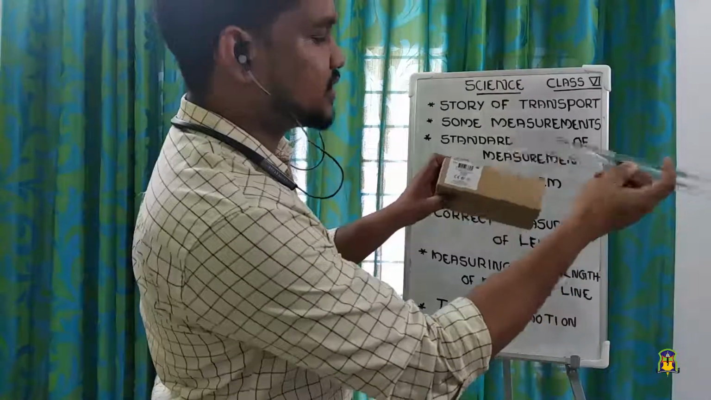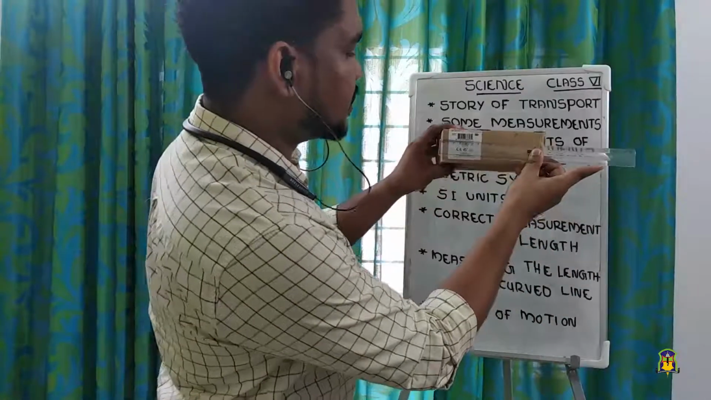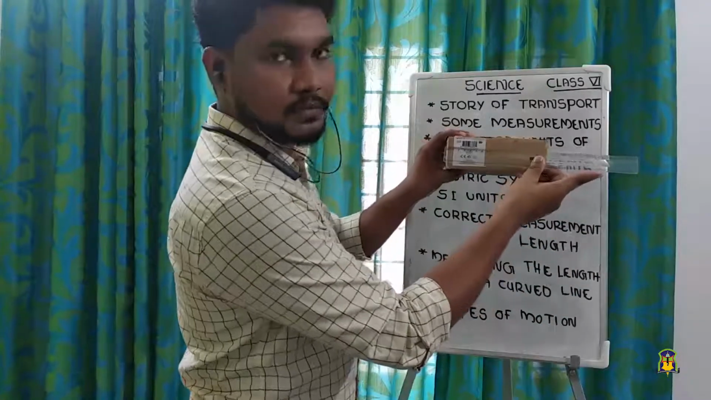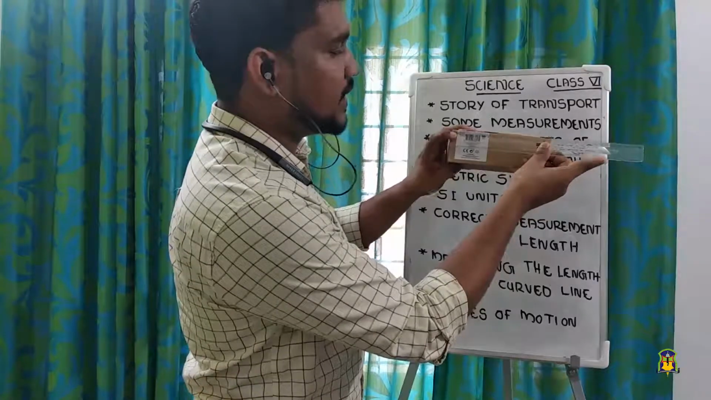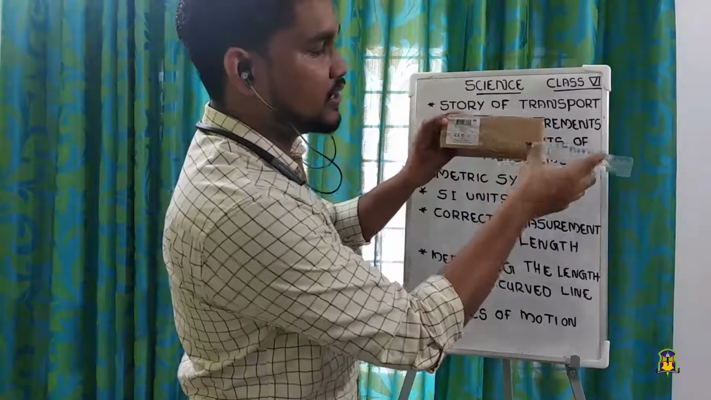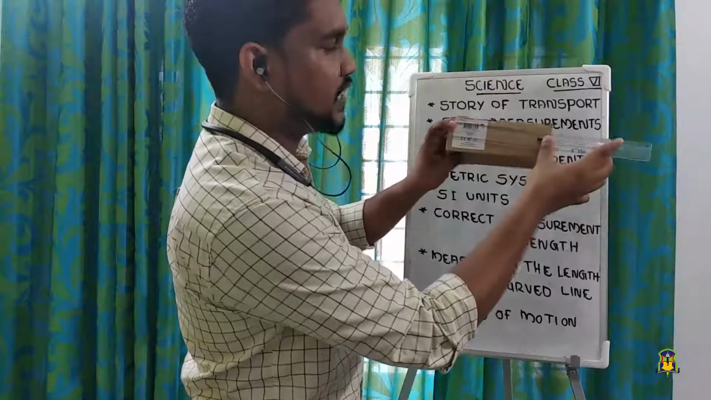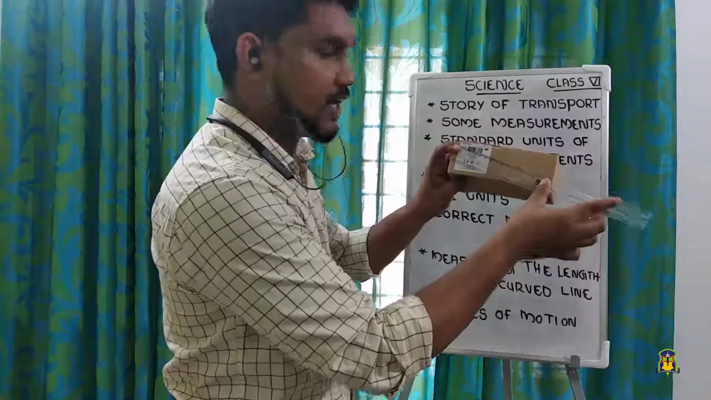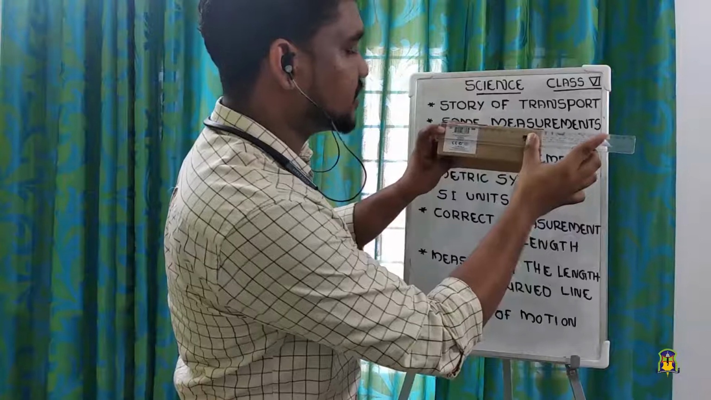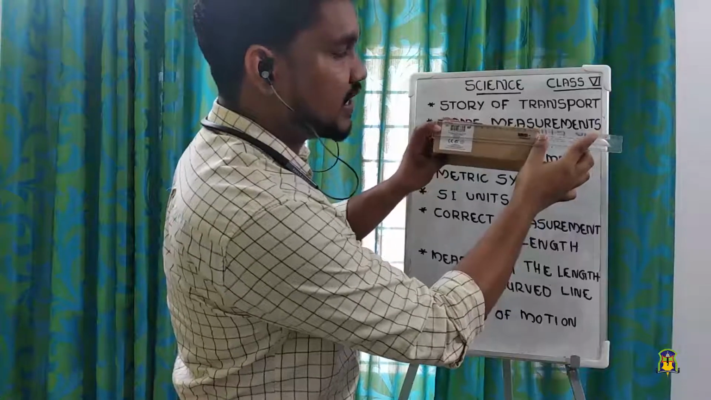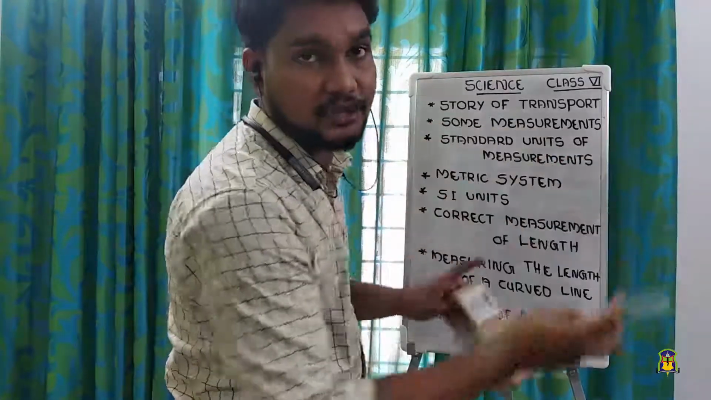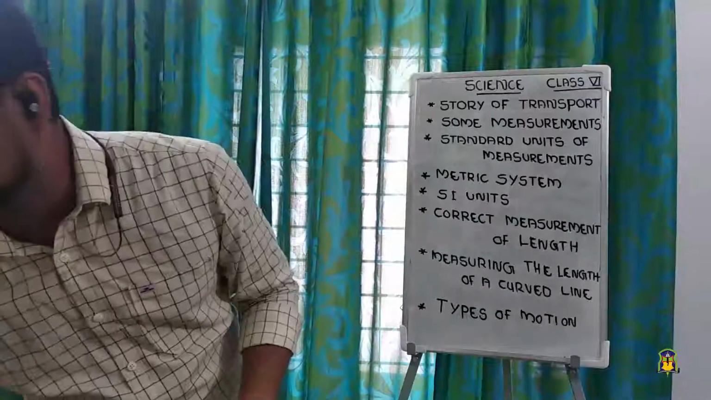The zero of the scale has to coincide with this side. Keep the scale in a straight condition, not tilted this way or that way. If you keep it that way, we will get the wrong answer. So keep it coinciding with the zero and keep the scale straight. Then we can take the measurement. So that is the first precaution.